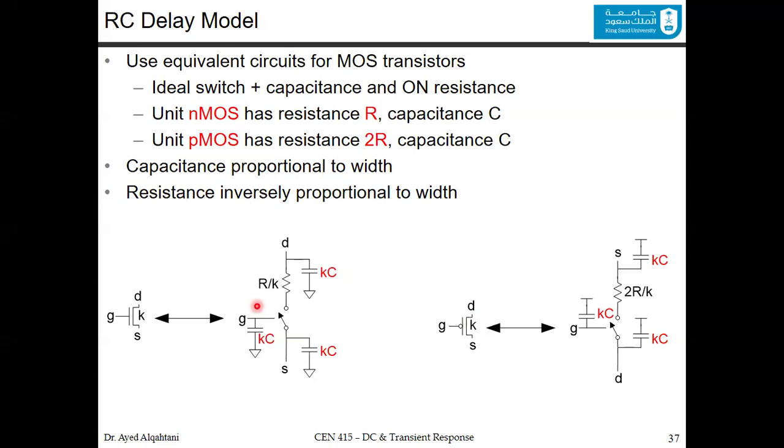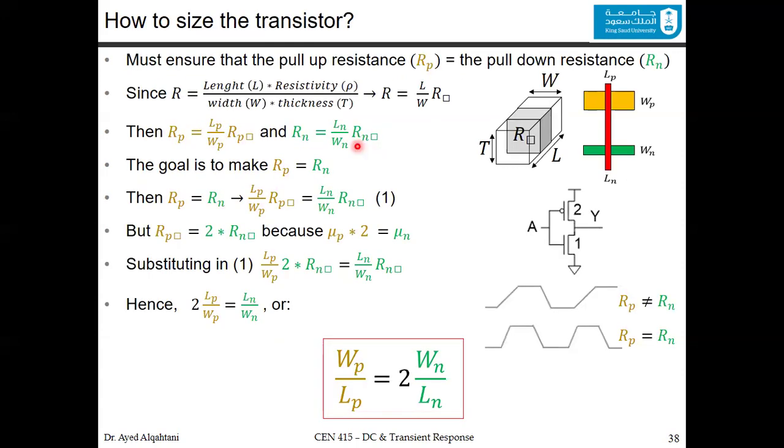Now, to put everything in perspective, this is what you should always remember: the resistance in the NMOS, if it is R, then in the PMOS it's twice the R. Now, what we want is how to find K, the value of K for each transistor. Or we can say it in another way, how to size the transistors. We have a target here. The target is to make sure that the pull-up resistance, RP, is equal to the pull-down resistance, RN.